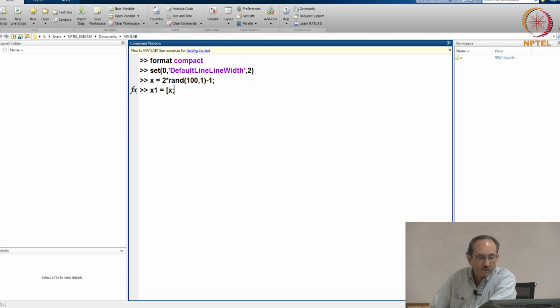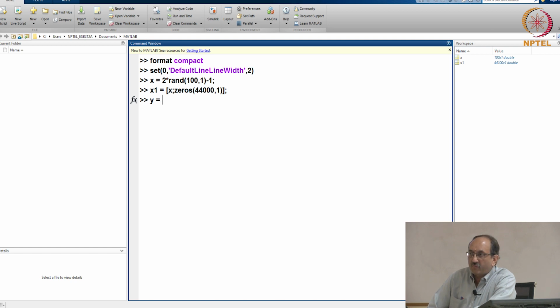Therefore, I will form a vector of 44,100 samples. The first 100 samples are x, which are the random variables we have just now generated. Then I am going to implement this difference equation. So you need to look up the MATLAB command filter.